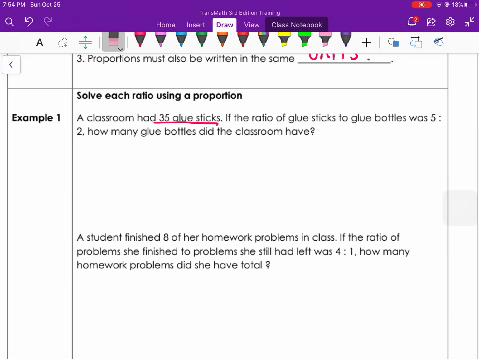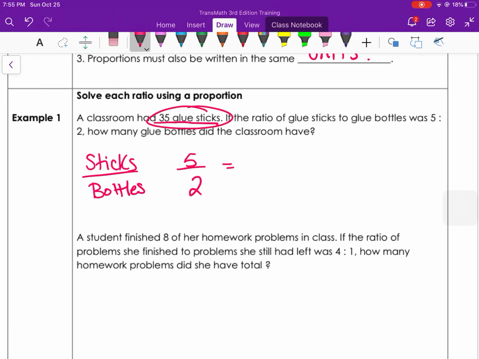Solving the first one. A classroom has 35 glue sticks. If the ratio of glue sticks to glue bottles is 5 to 2, how many glue bottles did the classroom have? This is a part to whole because it's giving me that they had 35. Oh, no, it's not part to part. It says they have 35 glue sticks. How many glue bottles did they have? So sticks to bottles. Glue sticks was 5 to every 2 bottles. If they had 35 glue sticks, how many bottles did they have?